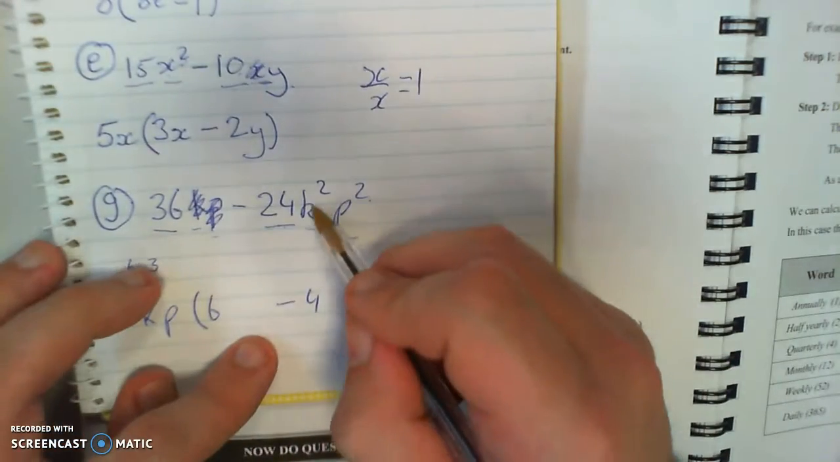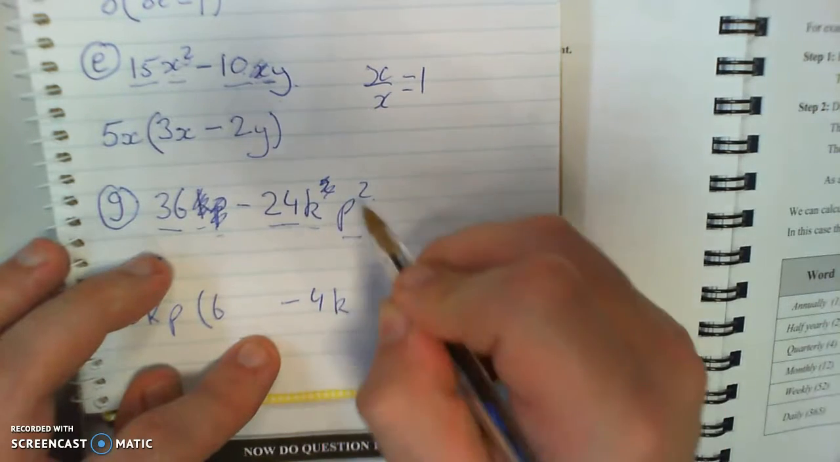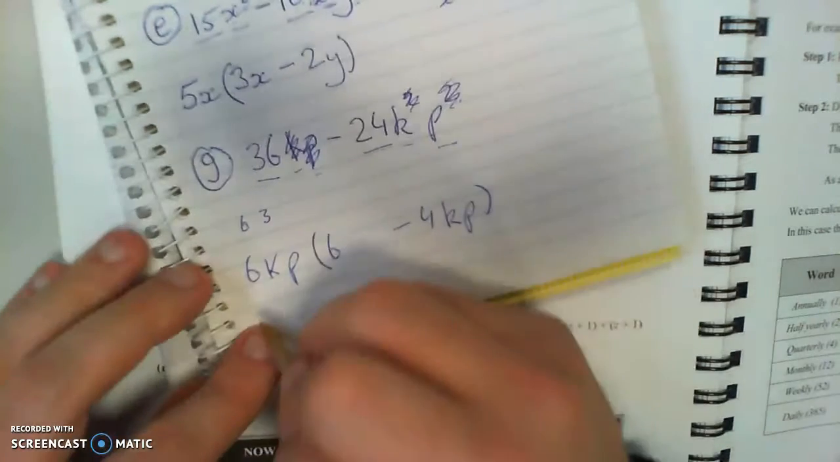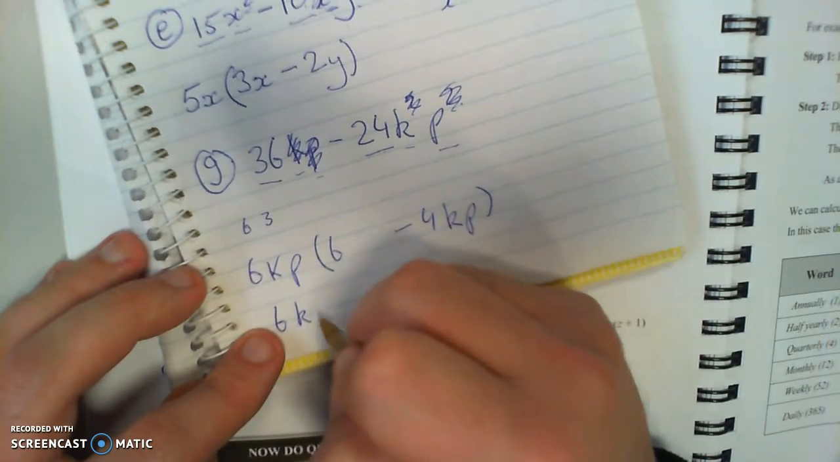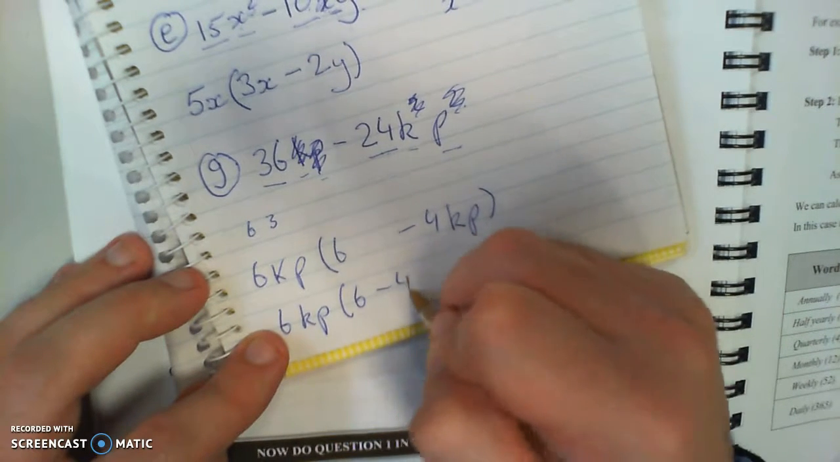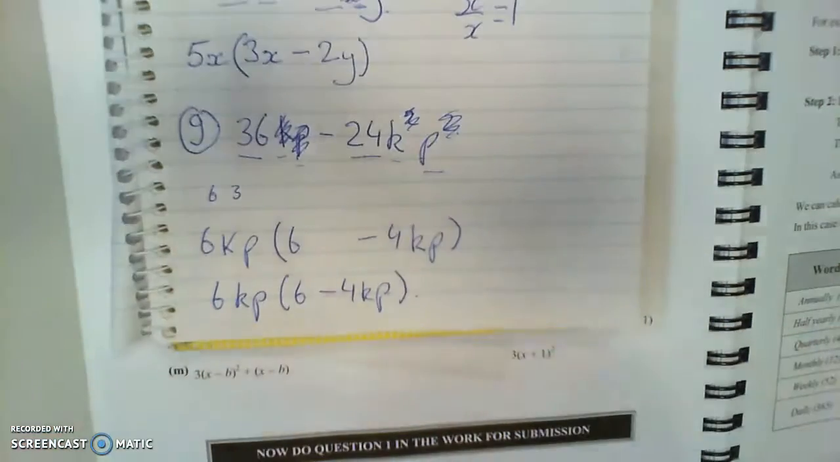Over here, if I take a k out, just the square goes away. There's still 1k. I take a p out, just the squared goes away. So the answer is 6kp, and in brackets, 6 minus 4kp. Alright, I hope that helped.